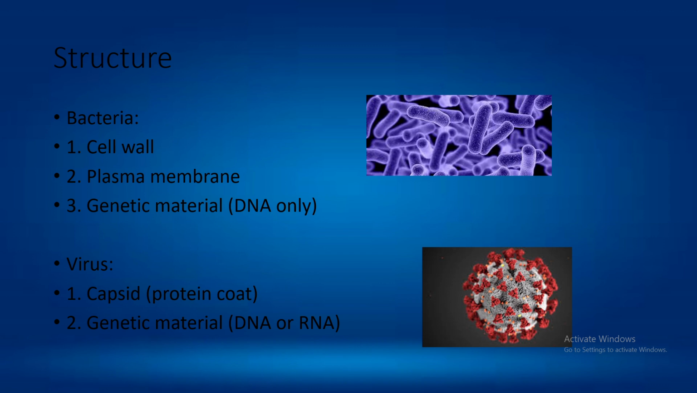The structure between a virus and a bacteria is very different. For example, a bacteria has a cell wall and a plasma membrane, and their genetic material is DNA. However, the virus has the genetic material of either DNA or RNA, and it is surrounded by a protein coat. There are more organelles for a bacteria, such as the flagella and pili. But those are optional, they're not in every single type of bacteria.